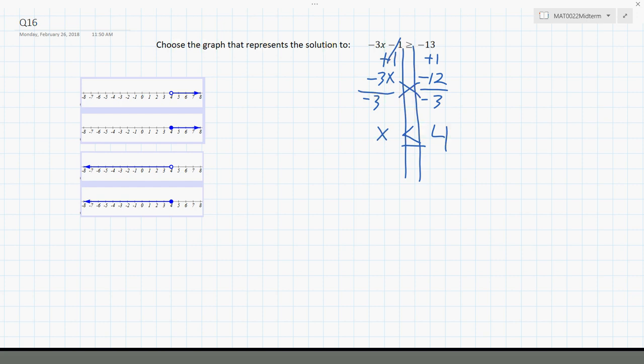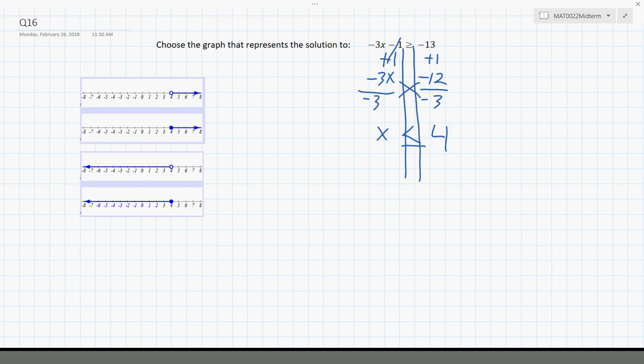It flipped because we divided or multiplied by a negative number. Because when you're multiplying or dividing by a negative number, it sends it the other direction on the number line. That's the best way I have to explain it. It's some weird math thing.